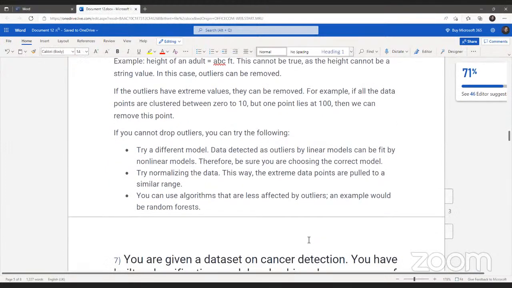If you cannot drop outliers, you can try a different model, since outliers affecting linear models can be fit by non-linear models. Therefore, be sure you are choosing the correct model. Try normalizing the data. This way, the extreme data points are pulled to a similar range. You can also use algorithms that are less affected by outliers, for example random forest. So yeah, we can also treat these outliers.